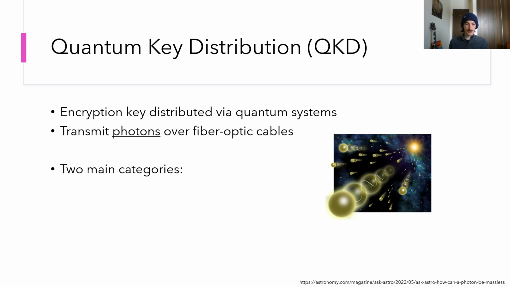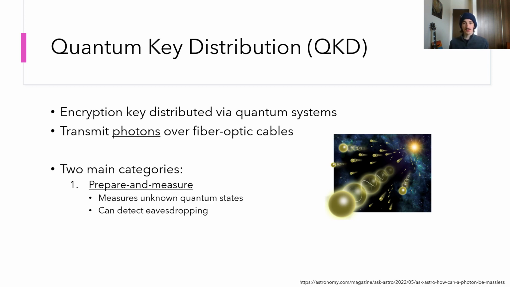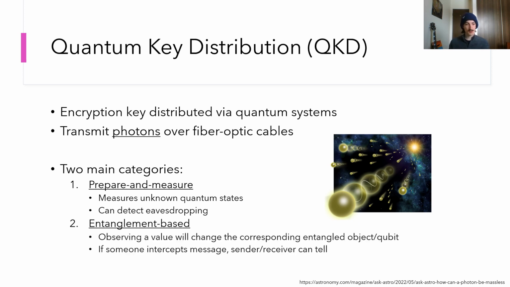There are two main categories of these, one of which is prepare and measure, which is what we'll go more in depth into for one of the protocols. It measures the unknown quantum states of these photons, and the way it's set up, it can detect eavesdropping. So if someone's peeking in and trying to steal some of this data, they can tell.